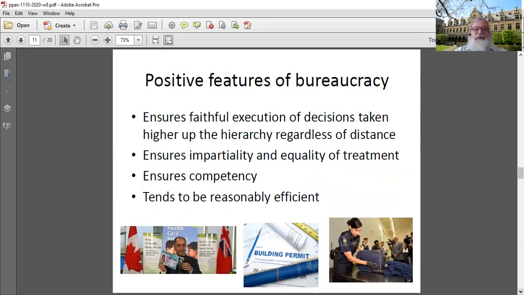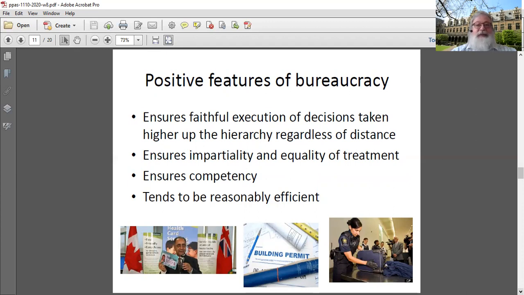So, positive features of bureaucracy are pretty straightforward. Ensures faithful execution of decisions taken higher up the hierarchy, regardless of distance in near instantaneous time. That's why it was developed. It ensures impartiality and equality of treatment. If reality closely approximates the model, whether you go into a passport office in Montreal, or you go into a passport office in Toronto, or you go into a passport office in Brampton, you will get the same decision if you present the same facts in the file. And that's important because in a Western liberal capitalist democracy, the rule of law requires everybody to be treated fairly and equally under the law.